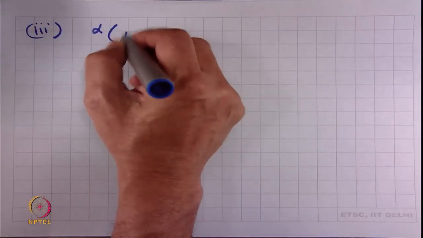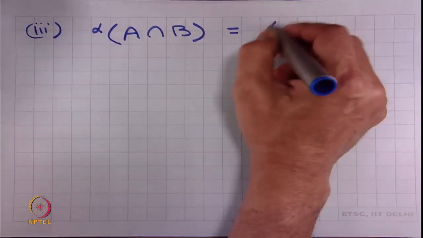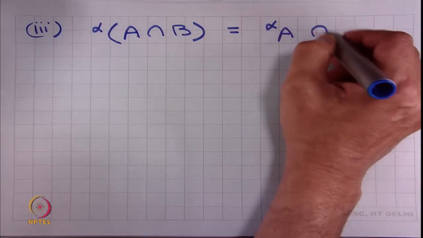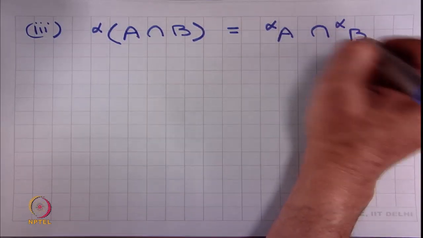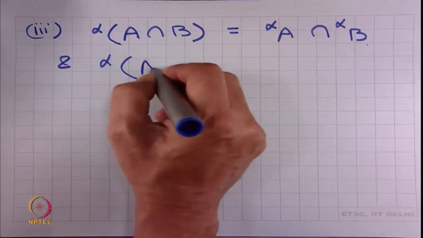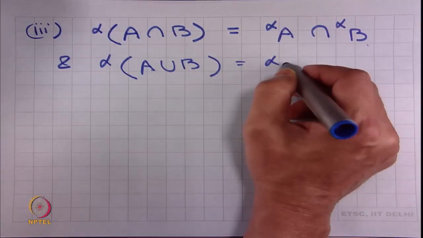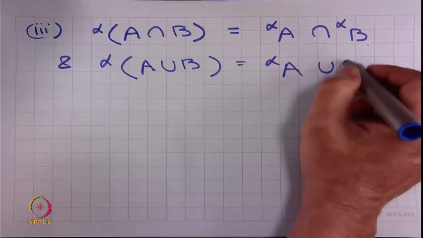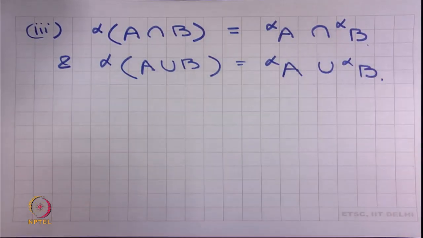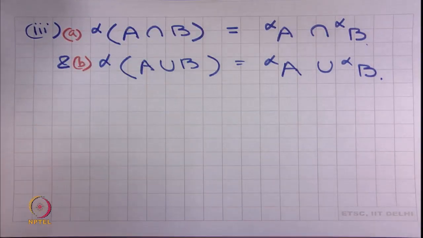Alpha cut of A intersection B is equal to alpha cut of A intersected with alpha cut of B, and alpha cut of A union B is equal to alpha cut of A union alpha cut of B. So, let me call them A and B. So, let me prove them. So, proof.